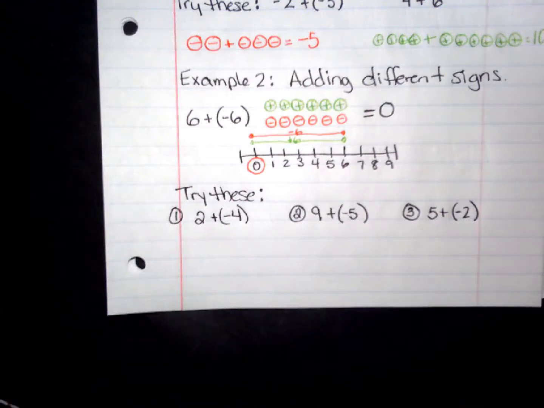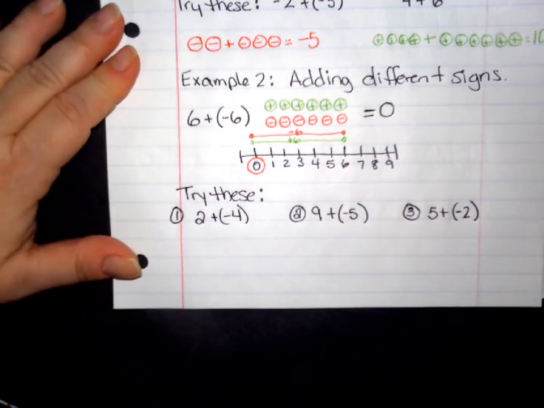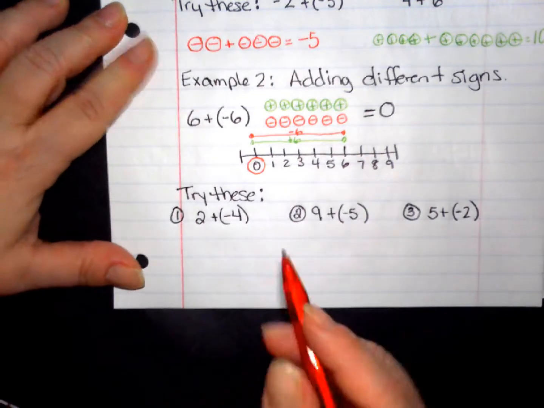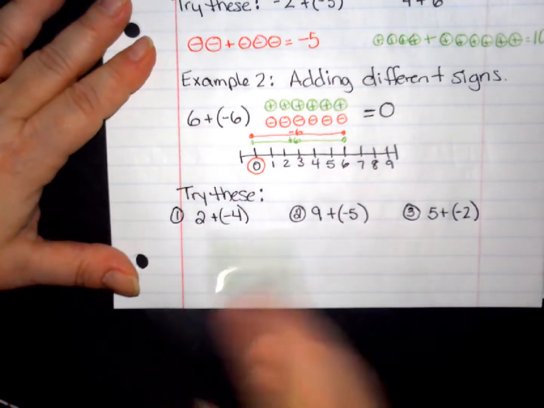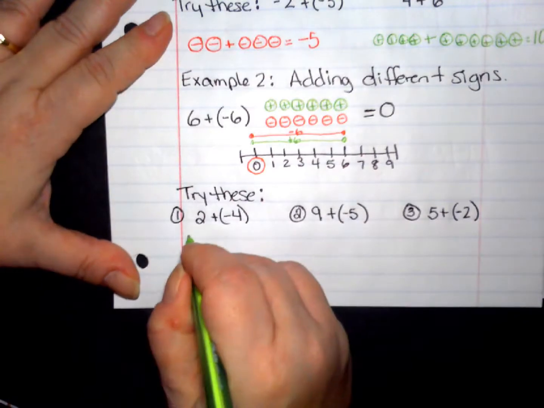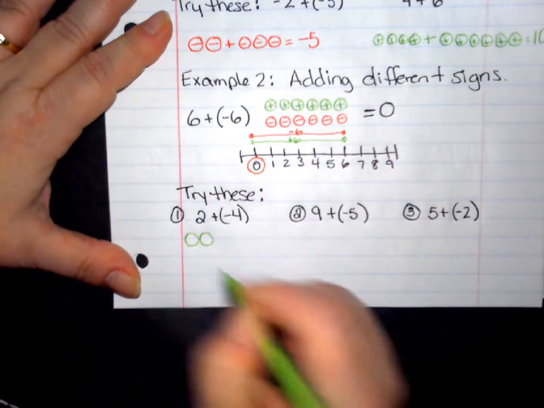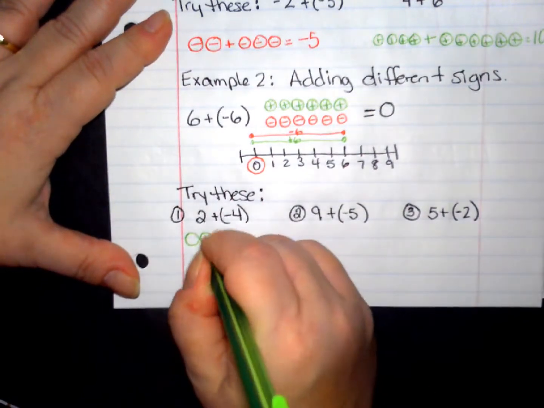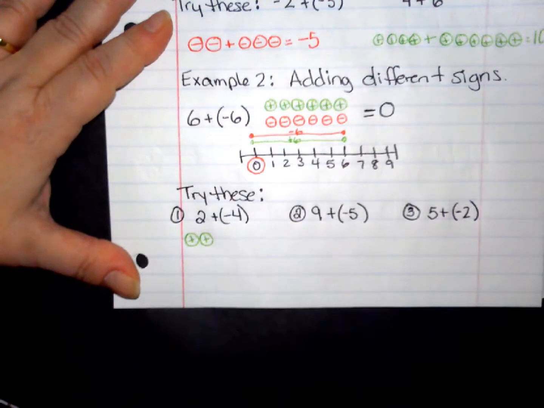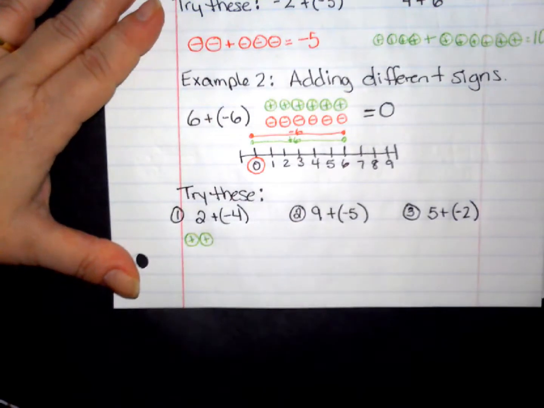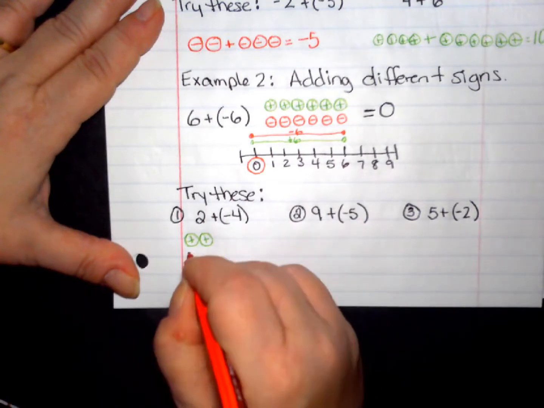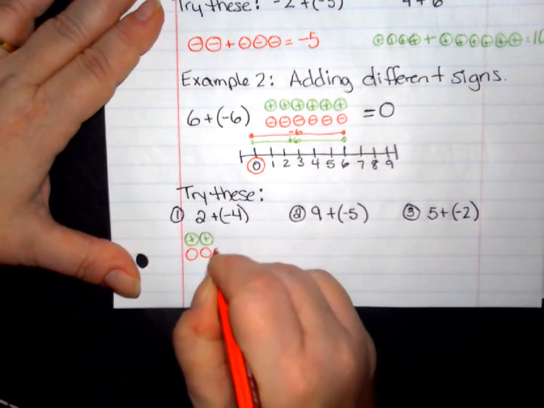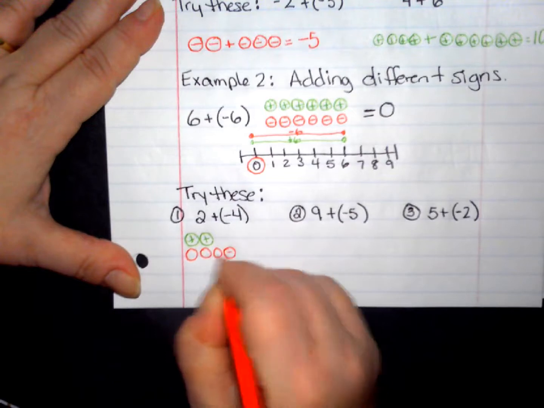All right, so hopefully you did pause and you're coming back now. So let's solve these. Okay, first one, I have a positive 2. So I'm going to draw 2 positives. Remember, green just means positive. I don't necessarily have to draw the pluses, but I'll do that this time. Okay, and then I'm going to add negative 4. So now I have 1, 2, 3, 4. And notice that I like to do it right above each other.